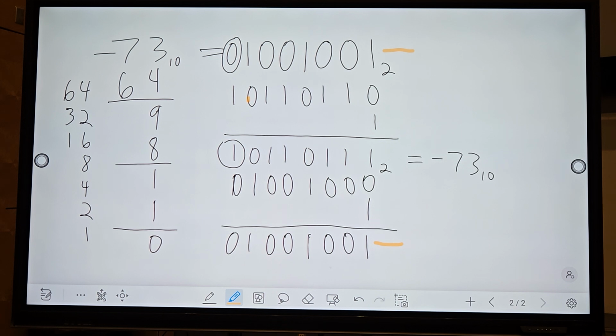Another system that you might run into if you work on legacy systems is octal, which is base 8, has 8 symbols. So 0 through 7 are used for octal.